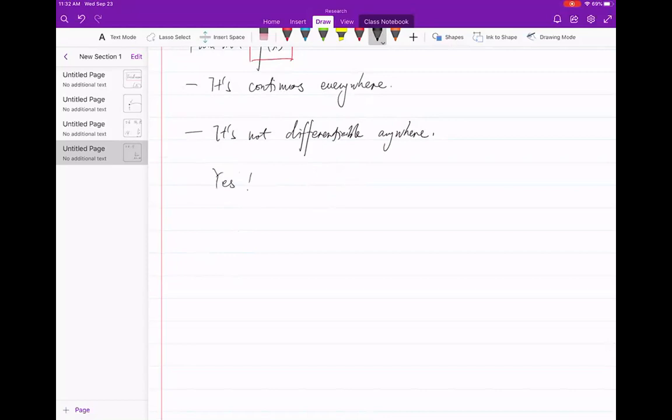And that is not an elementary function. That's not something we can think of by common sense. That's something by construction called the Weierstrass function. And I can give you a taste of what this function looks like.